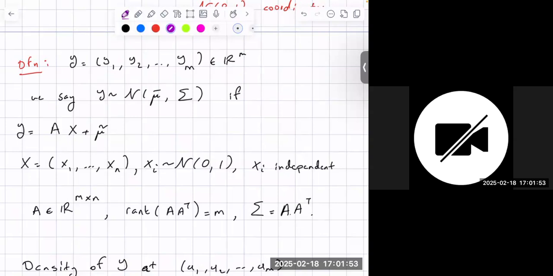So this X is what we talked about. Every coordinate is independent. And for now, assume they are centered at 0 and variance 1. This is your multivariate Gaussian. This is a vector. Okay, fine.